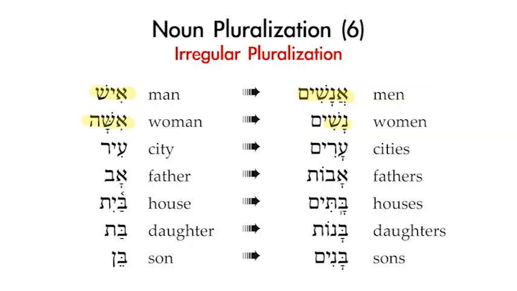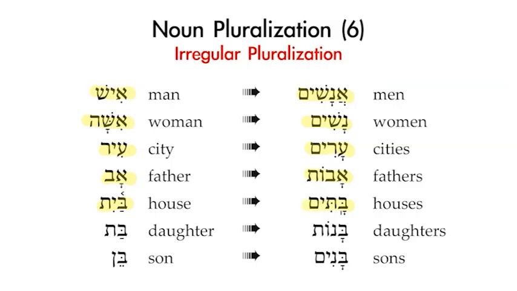Ish, isha, anashim, nashim, ir, arim. We've covered the first two, but look at this third one, ir. It drops the hirik yod and adds qamets in its masculine plural. It's actually a feminine plural noun. Av will take the feminine plural ending for avot. Bayit, it's an older and common word, and it is pluralized batim.